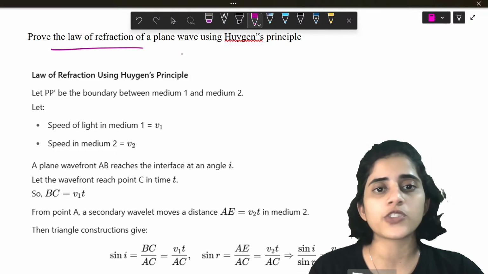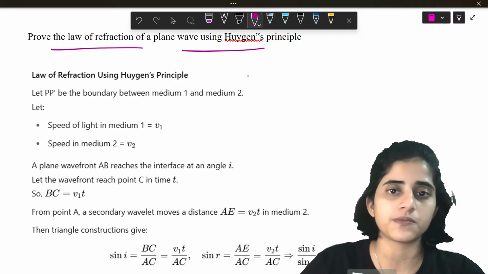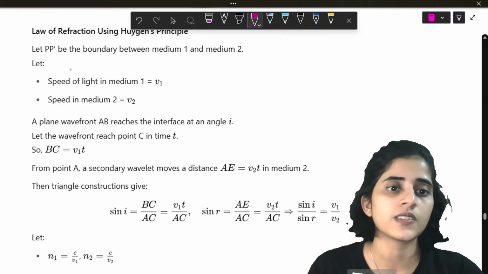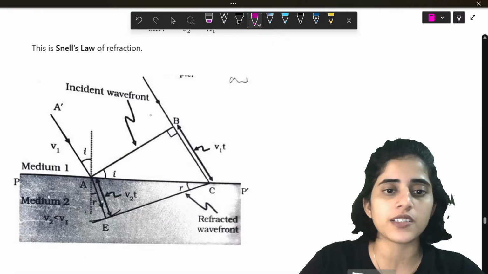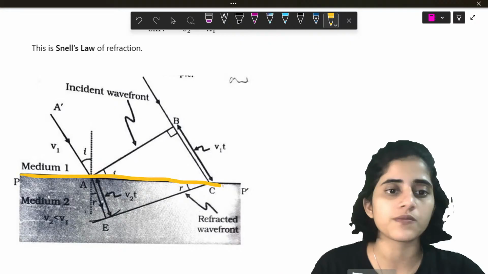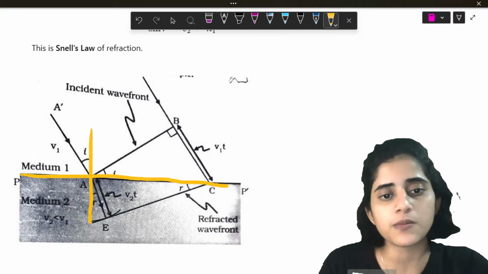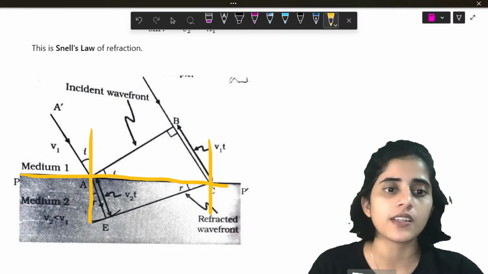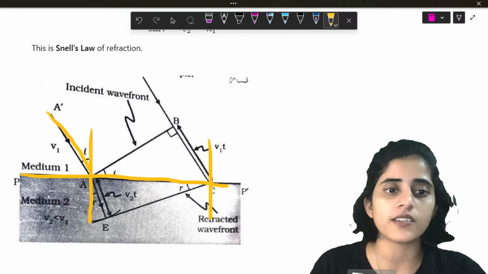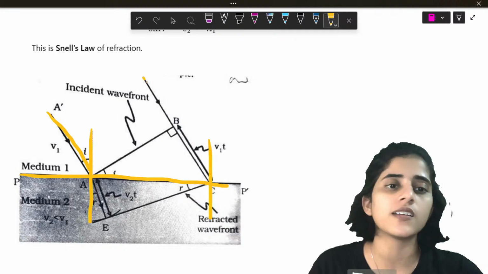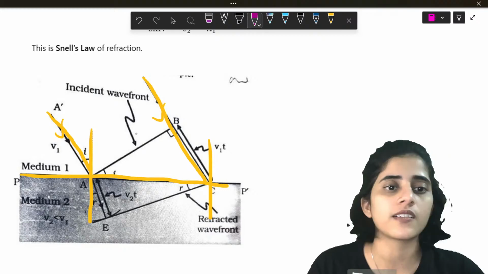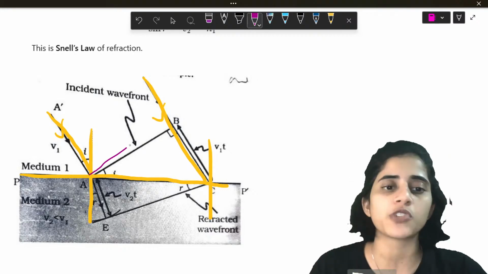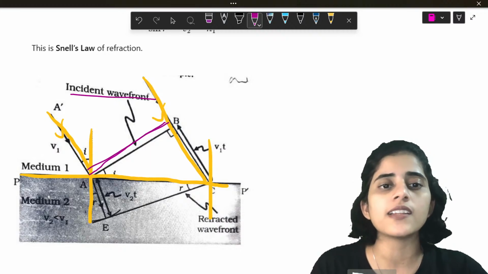Prove the law of refraction of a plane wave using Huygens principle. So using Huygens principle, there's a diagram. What happens is, you have two mediums, medium 1 and medium 2. I draw a normal. Here also there's a normal. Now you can see there's an incident wave coming. Two incident rays are coming in. I take a point on both the incident rays such that they're at the same position and I connect them. This becomes my incident wavefront.